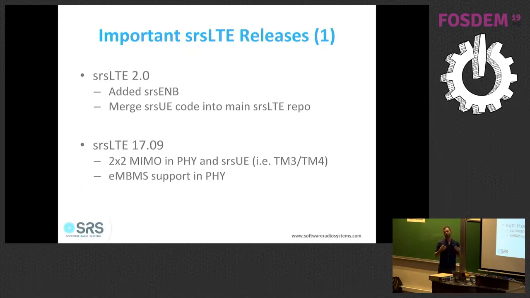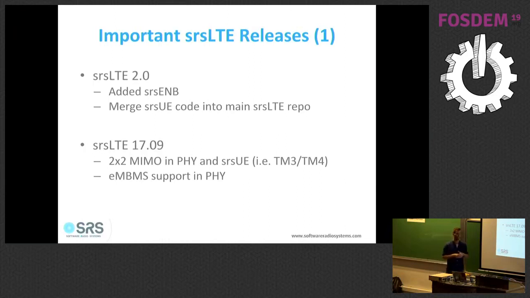So from that point onwards, there was no longer the need for having a specific srsLTE library, which back then only included the PHY and the common code, and to have the matching UE or vice versa. So that all went into a single repository, like the eNodeB as well. Then in 17.09, we added MIMO support for the PHY layer and also the UE. So that gives us transmission modes 3 and 4, for those of you who know that.